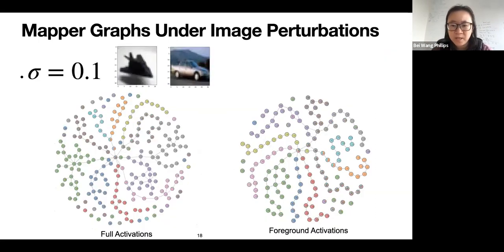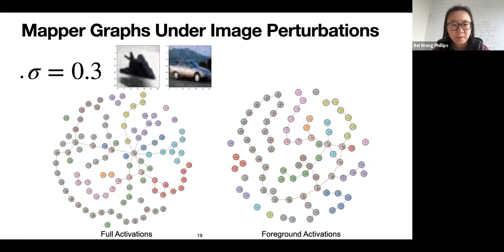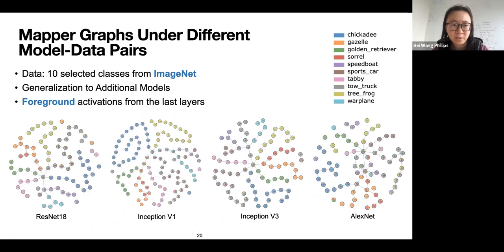This is a zoom in, with perturbation for activation on the left and foreground activation on the right. With a small level of noise, the branching structure persists. With a larger amount of noise, it starts to disappear, and so on.